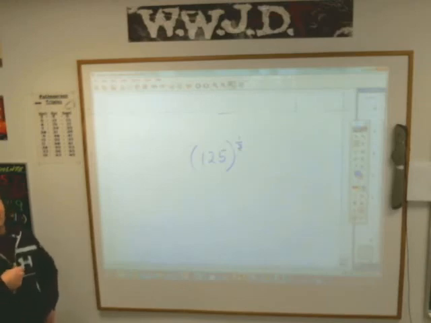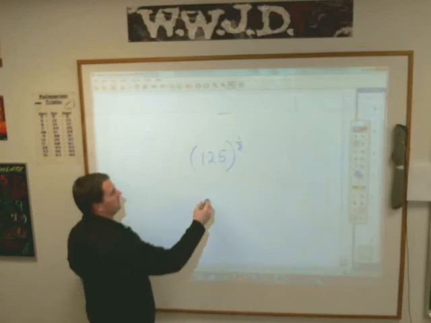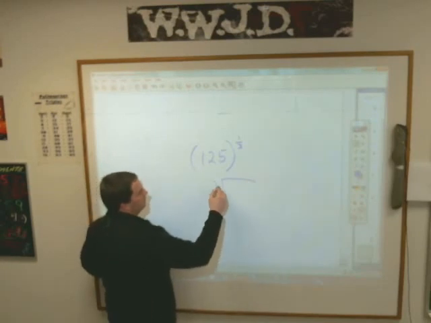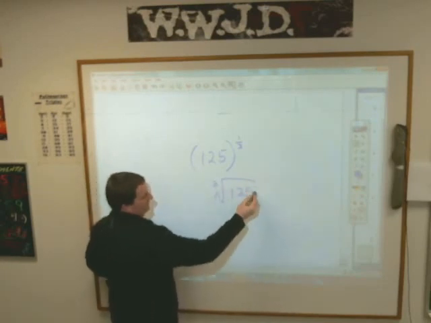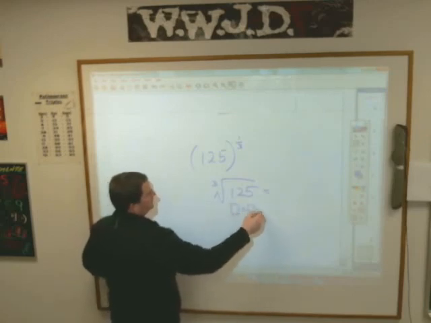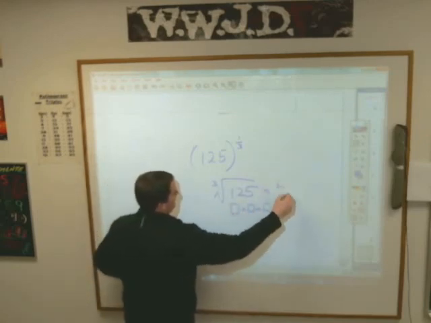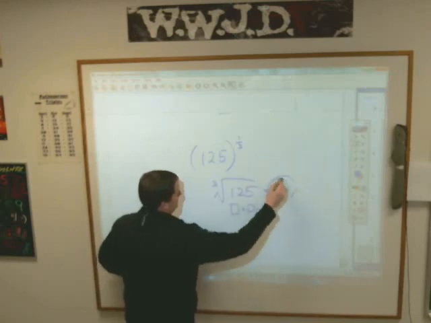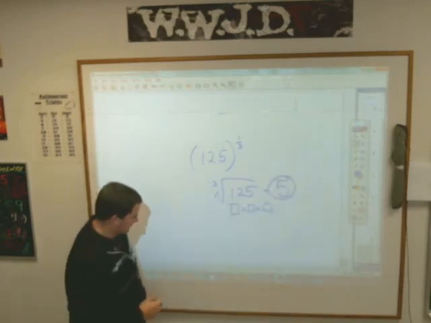What do we got for an answer for that? Give me that so we can move on. 5. Yeah, this would be the same thing as the cube root of 125, which means what number times itself 3 times will give you 125?